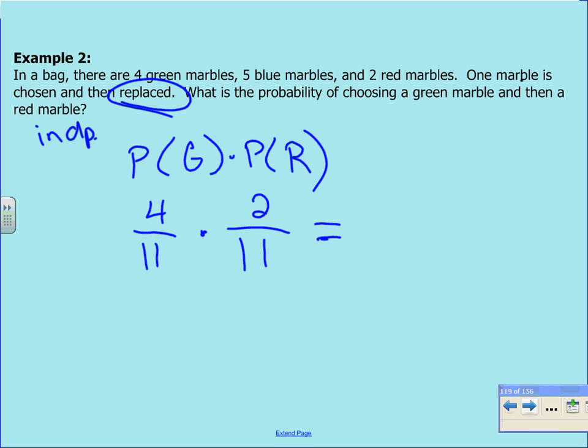So everyone else okay? I'm kidding, Matt. So what's our answer? Adam? Good, 8 over 121. So independent's pretty easy as long as you know what replace means and as long as you know that "and" means multiply. All right, dependent.